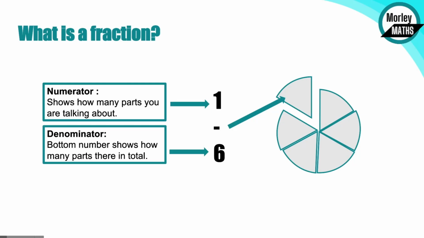Now, the top number is basically talking about how many parts you're talking about. So if we've got an awfully drawn pizza, as we've got here, we can see one slice is worth 1 out of 6. So one whole pizza has been chopped into 6 slices. 1 out of 6 is the value of one slice. Simple as that. Your bottom number of a fraction is always how many parts the whole thing has been chopped into, how many parts there are in total.